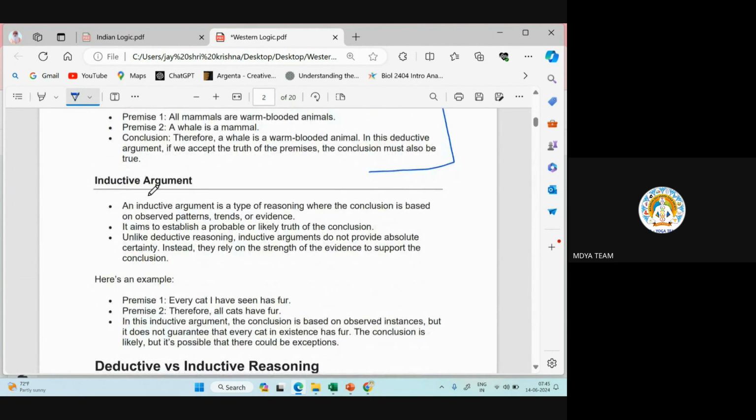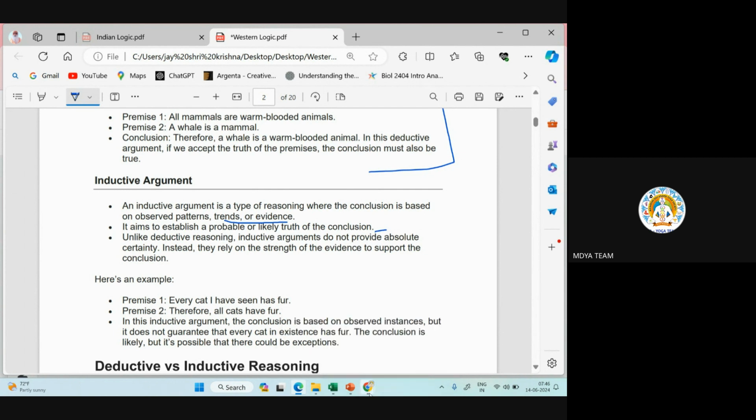Next, inductive argument. An inductive argument is a type of reasoning where the conclusion is based on observed patterns, trends, or evidence. We already discussed this. It aims to establish a probable or likely truth of a conclusion. Unlike deductive reasoning, inductive arguments do not provide absolute certainty. Instead, they rely on the strength of the evidence to support the conclusion.